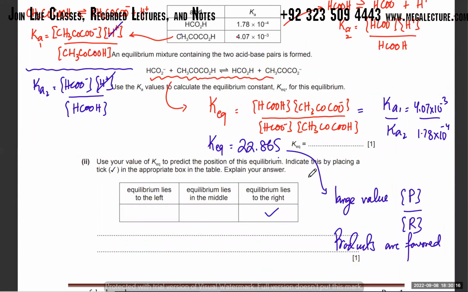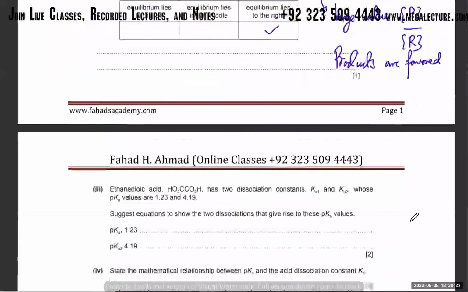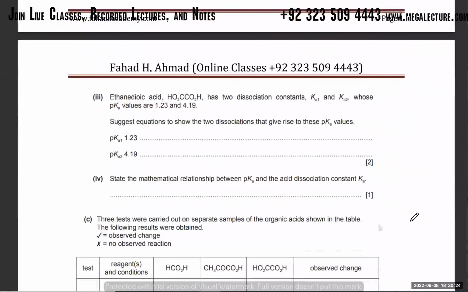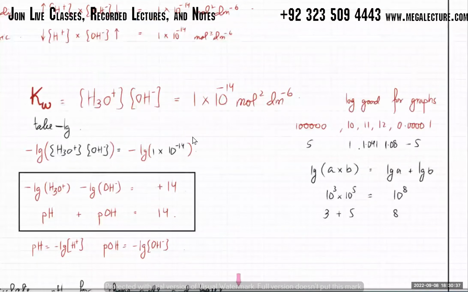And sir, when would it lie in the middle, like at 1? When will it be 1? When the product concentration and reactant concentration are exactly the same. Okay sir. Next one, they're saying that ethane dioic acid has two dissociation constants K1 and K2 whose pK values are given. Let me explain what pK values are. We did talk about K, right?